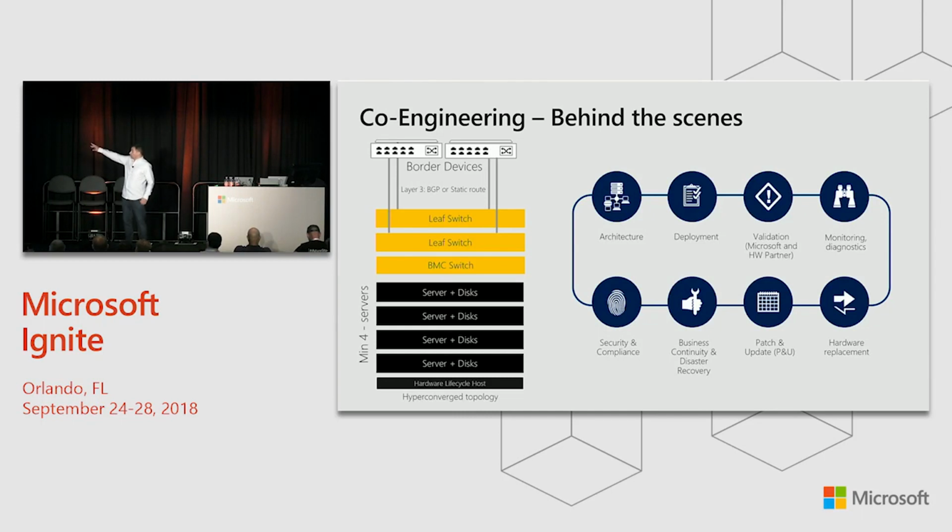Okay? Those border devices belong to the customer. And the way we interface with your border devices is using a layer 3 BGP or static route approach. And we ask you to give us a certain set of network space, which we consume, which allows us to create the VIP spaces that we use inside Azure Stack to provide to the externally facing Azure services and workloads that you will deploy on top of Azure Stack.